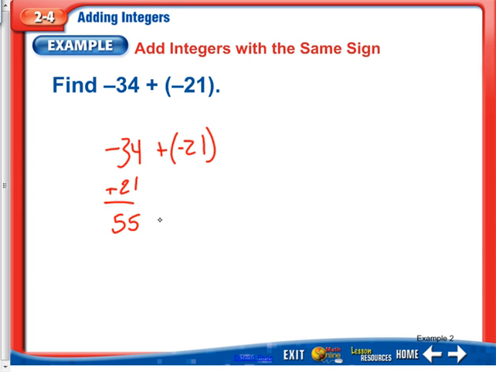Now, if they were both negative and we're just adding, I'm going to keep it negative. They were both negative, and we're adding it together. So that means we're going to owe even more money. I owe $34 to someone. I owe $21 to someone else. So grand total, I owe 55.